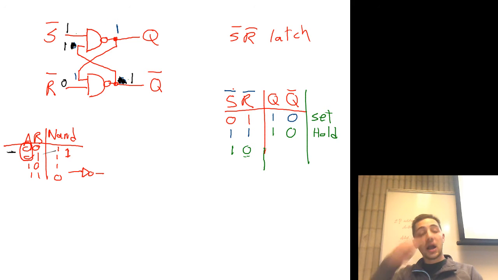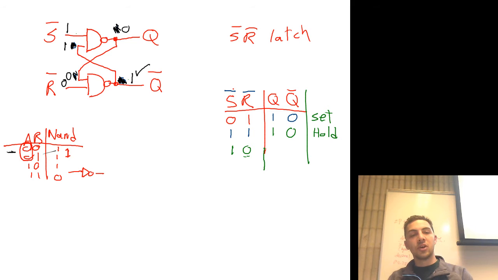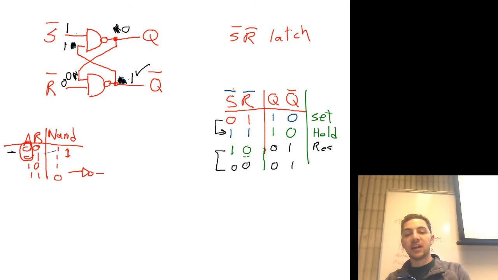I'll have 1 NAND 1. What is that? 0. That 0 will propagate through. I'll have 0 NAND 0, which is still 1. So we're back to a stable configuration. The only thing that's changed here, 0 and 1. If I were to then apply from 1, 0 to a 0, 0, I'd be back in a hold state. So I'd have a reset state, back to a hold state.